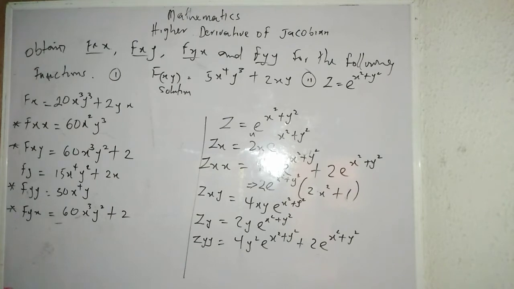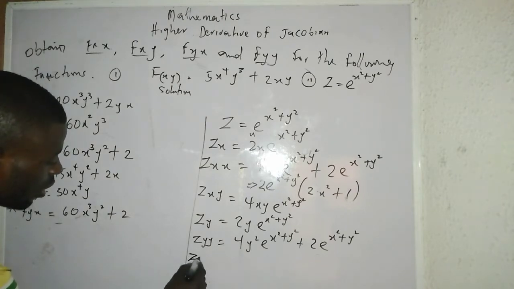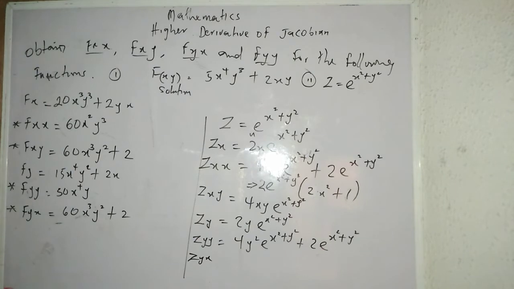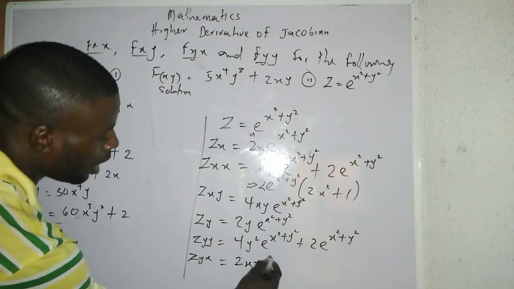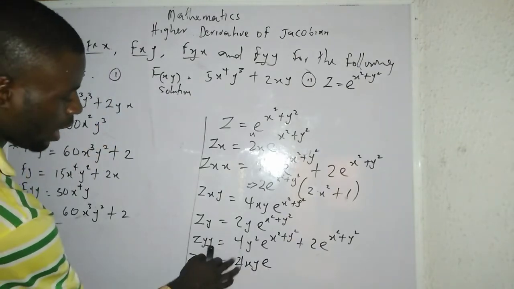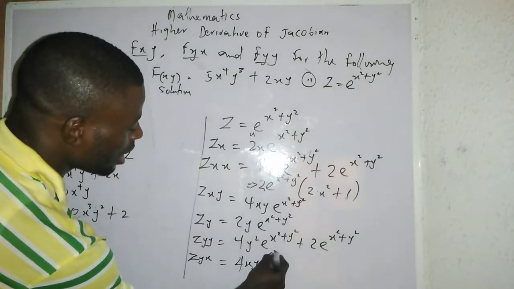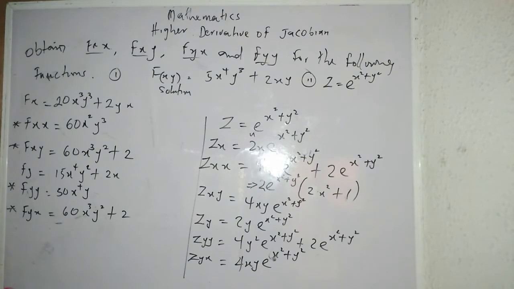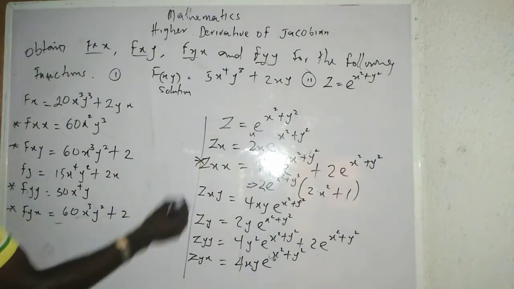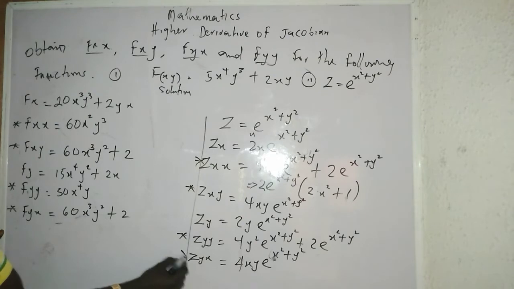Now, if I move on to z of yx, it will surely give me what I want, which is I want to consider x here. It will be 4xy e raised to power x squared plus y squared. That is my final answer. What I want to achieve, I want to achieve this. That is all.